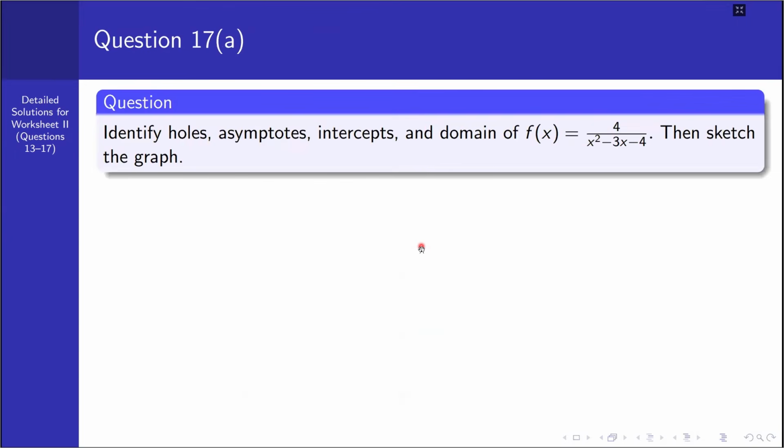Question number 17. Identify the holes, asymptotes, intercepts, and domain of f of x equal to 4 over x squared minus 3x minus 4, and then sketch the graph.